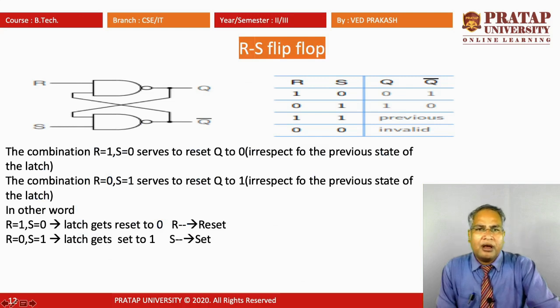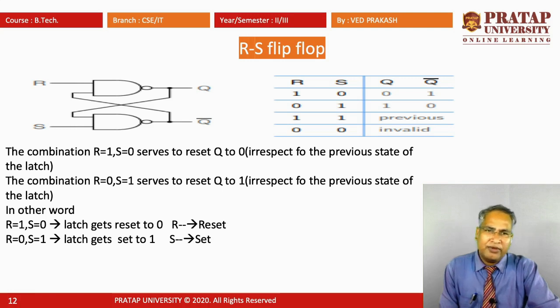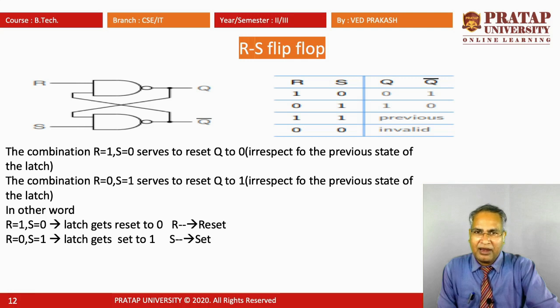S and R. So if we take the value of R1 and S0, then we get the value 0, 1, and in this case we call it a reset state. When we get the value of R0 and S1, then we get 1, 0, the value of Q and Q bar. So this state is known as a set state.